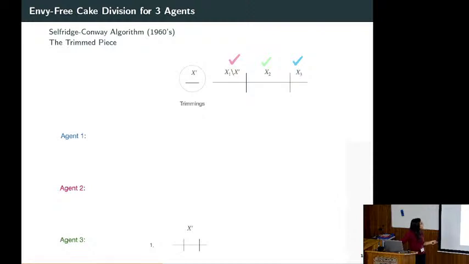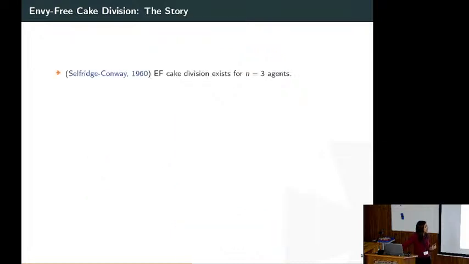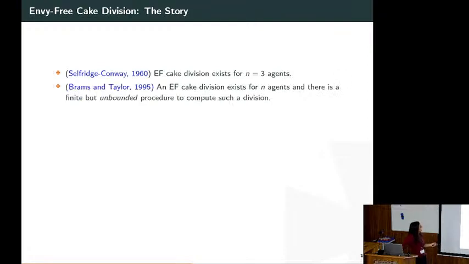Okay, so we see that even for 3 agents we had to do a lot of work, a lot of case analysis and a lot of trimmings. But we know that envy-free cake division exists for 3 agents, fine. What Brams and Taylor showed in 1995, approximately 35 years after this result, is that an envy-free cake division exists for n agents, and there is a finite but unbounded procedure to compute it.